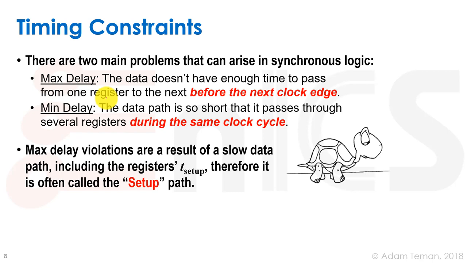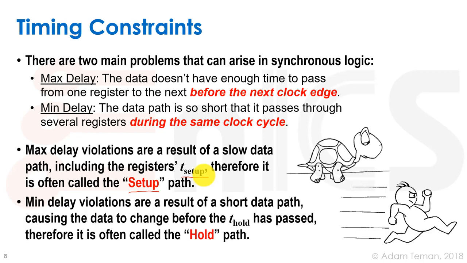Okay. Remember that the data has to arrive at the clock at least T setup time before the sampling. So we often call this max delay path a setup path because we use T setup, or we are not able to make it to the next register at least T setup time before the next clock cycle. On the other hand, min delays happen when the data is so fast. It's such a short data path that we can have a change at the next register before T hold is passed after the clock cycle. And since T hold is relevant, we call these hold paths. So max delay and setup path and min delay and hold paths are synonymous.